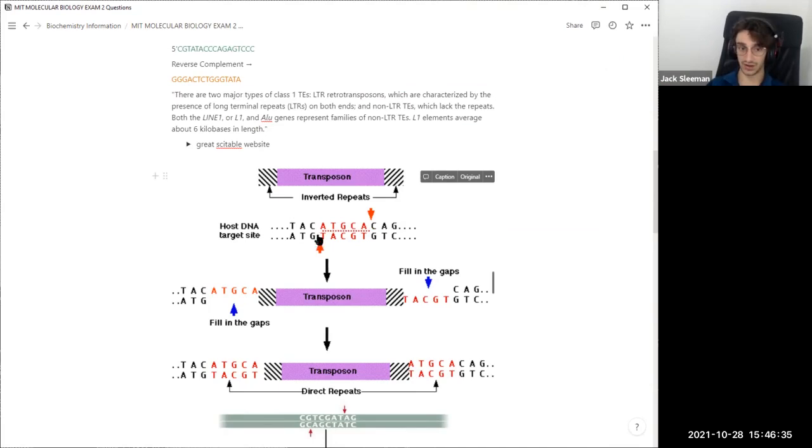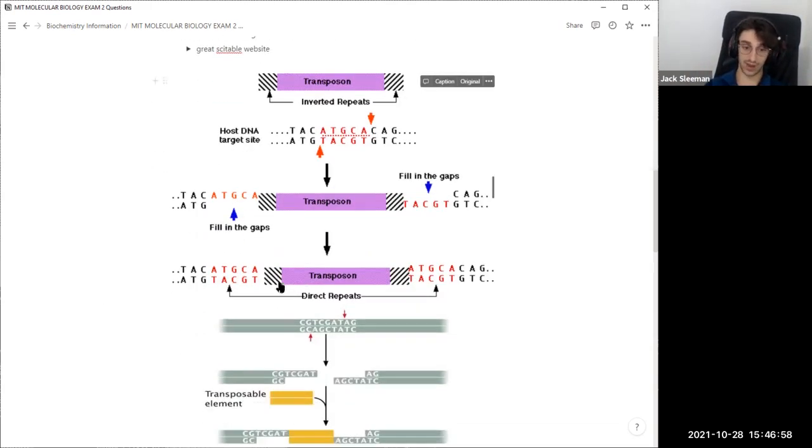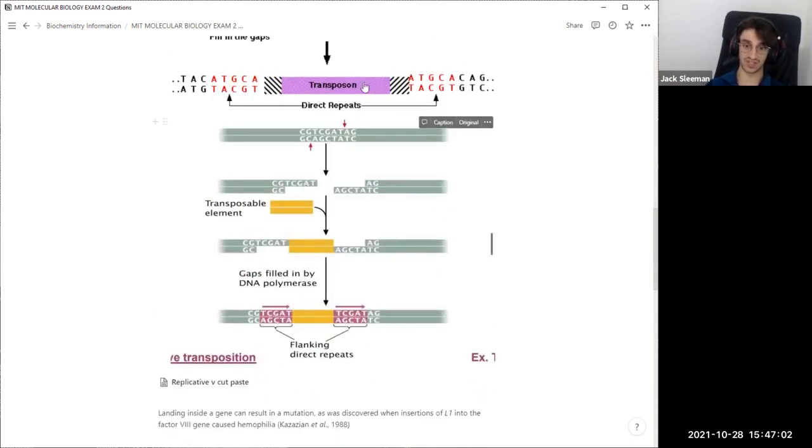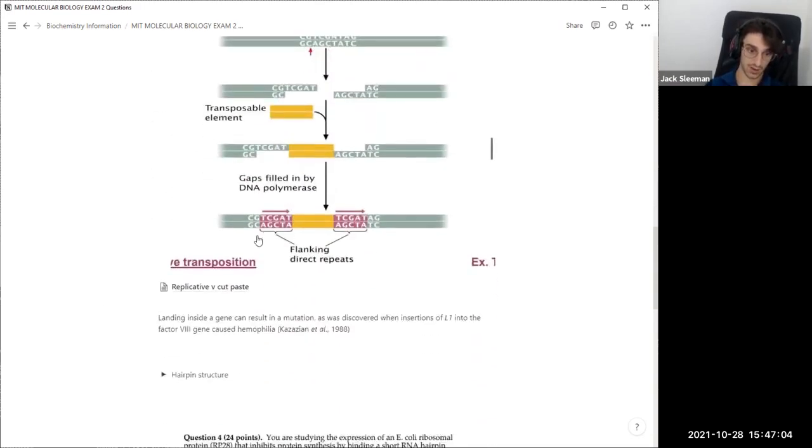You have a cut here and a cut here. You take them apart like it does here and here. You put the transposon in, and then it does the normal polymerization, filling in the DNA, and you just get two ATGCA. So that's an easy way to determine what the actual transposon is. It's everything in between those duplicated sequences, and that's why that happens. Again, just another representation of why that's going on.